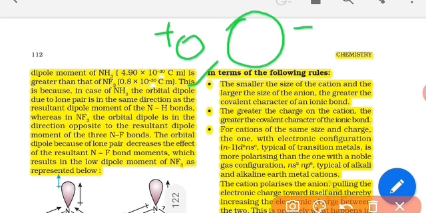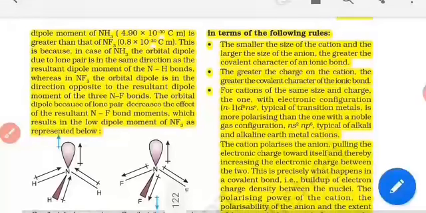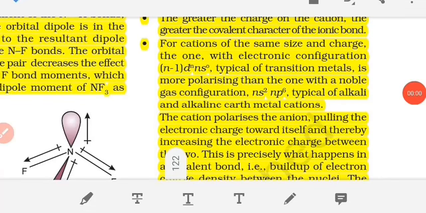So there is a covalent character in this ionic bond. Next, the greater the charge on the cation, the greater the covalent character of the ionic bond. If the size and charge of two cations are the same, then polarizing power depends upon their electronic configuration. The cation with a noble gas configuration is less polarizing in nature as compared to the other cation.